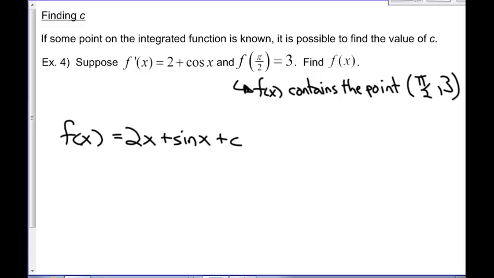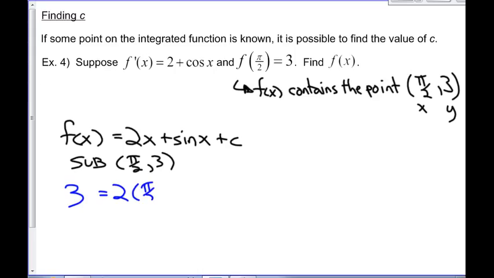But here we know if you substitute in pi over 2 for x, you should get 3 for y. So let's do that. We're going to sub the point pi over 2, 3. 3 is our y value. Pi over 2 is our x value. Let's see what that gives us. 3 equals pi plus sine pi over 2. By now we know that that is 1.